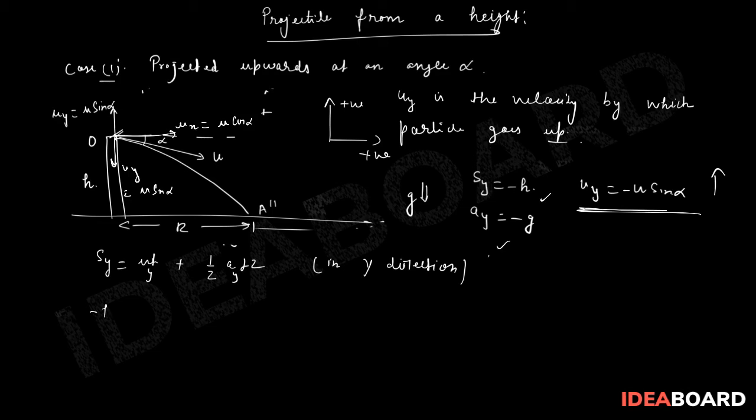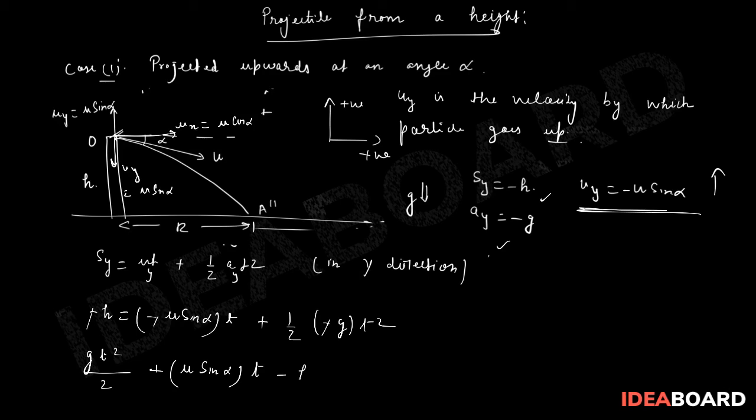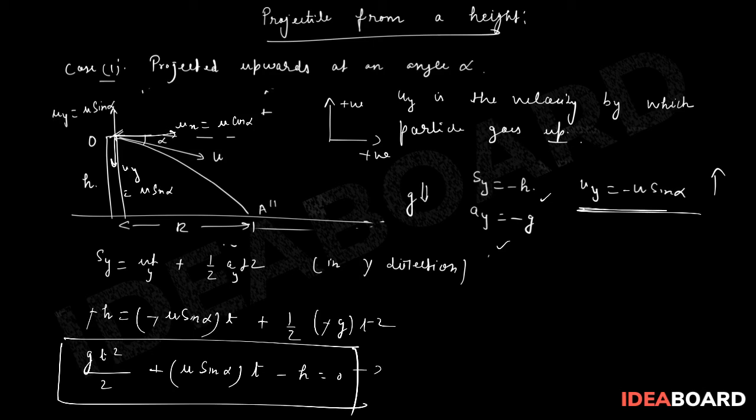So once I substitute the value, minus h is equal to minus u sin alpha into t plus half minus g into t square. So this minus can be removed here. Then we achieve g t square by 2 plus u sin alpha into t minus h is equal to 0. Again we are obtaining a quadratic equation, right? That can be solved easily.